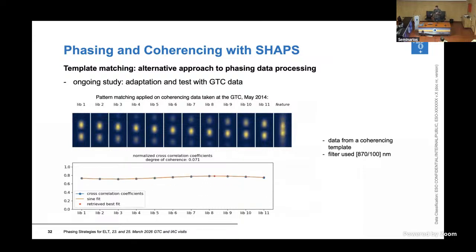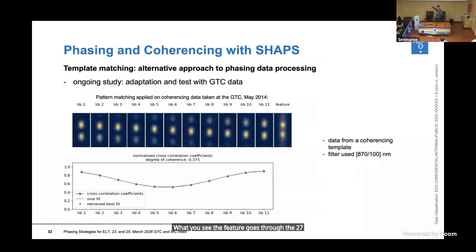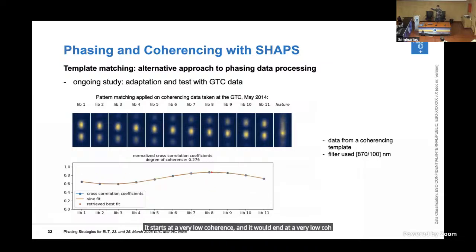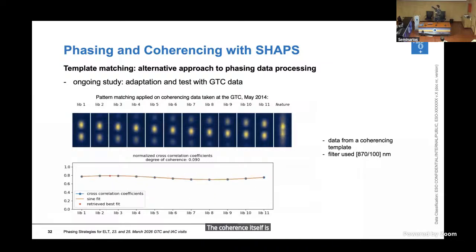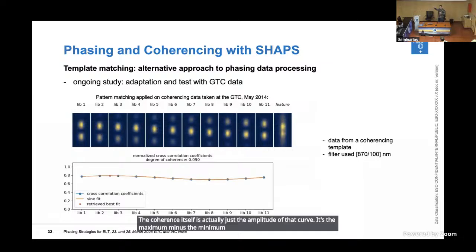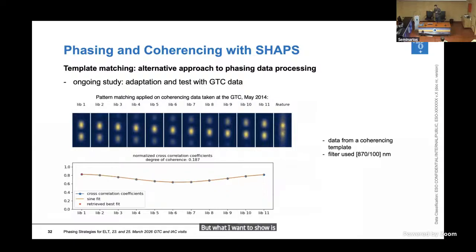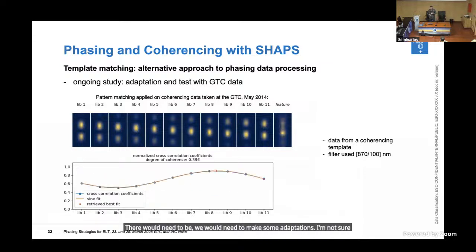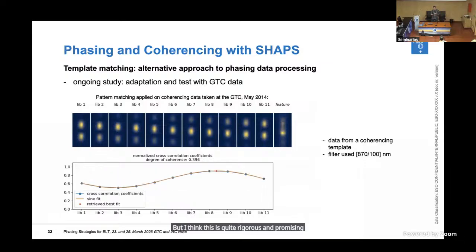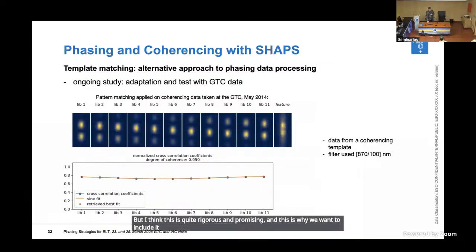What you see, the feature goes through the 27 steps. It starts at a very low coherence and it would end at a very low coherence. The coherence itself is actually just the amplitude of that curve. It's the maximum minus the minimum NCC coefficient. This is a measure of coherence. But what I want to show is that indeed there's clearly a signal in there. We would need to make some adaptations. I'm not sure about the plate scale actually. But I think this is quite robust and promising. And this is why we want to include it in the retrieval.